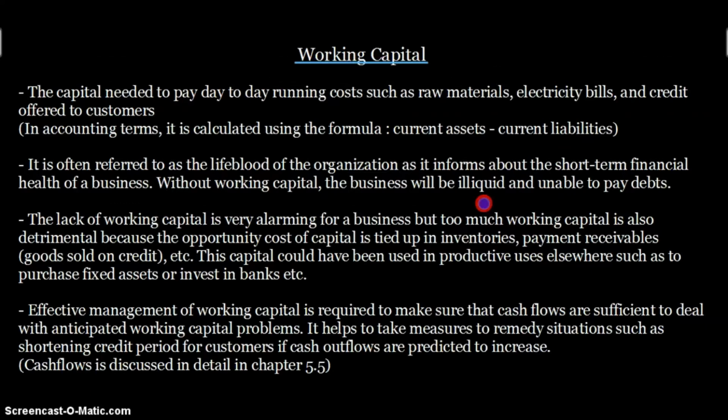If you don't understand it now, there's a whole lecture coming up about the difference between cash and profit in one of the upcoming chapters, I believe in cash flow forecasting. That is 5.5. That is where we are going to talk in more detail about the difference between cash and profit. So look forward to that. But for now, do keep in mind that the term illiquidity here means that you don't have enough cash in your hands to pay for your debts if you don't have working capital.